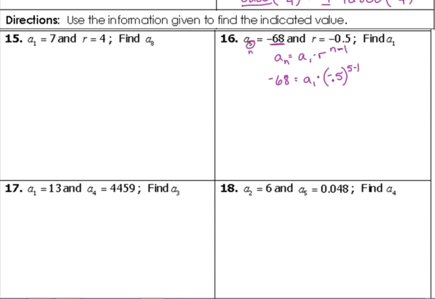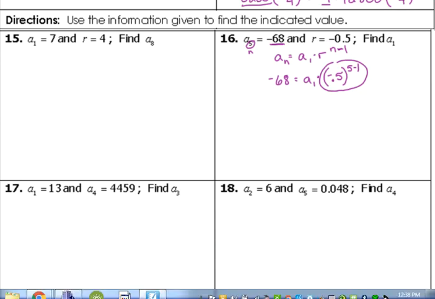So if I'm solving this for a sub 1, I'm going to divide by that term right there, right? Because it's a sub 1 times that term. So if I need a sub 1 by itself, I'm going to divide.